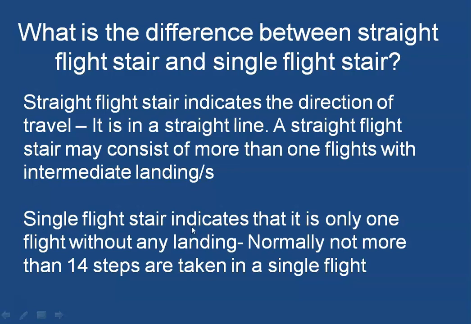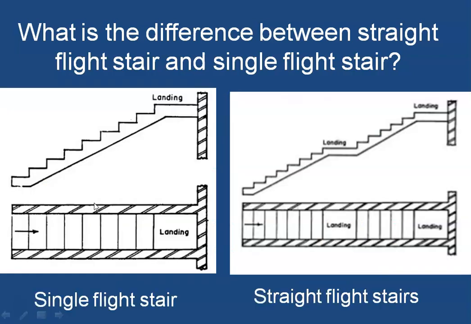And in case of single flight stair, remember that normally not more than 14 steps are taken in a single flight. Now if this is not clear from this definition, we'll go to the sketch and see what it means. So now here you can see the difference between a single flight stair and a straight flight stair. In single flight stair there is only one flight and we are moving in one direction without any landing in between. We start from the lower landing and directly reach the upper landing. So the number of steps in this case should not be more than 40.